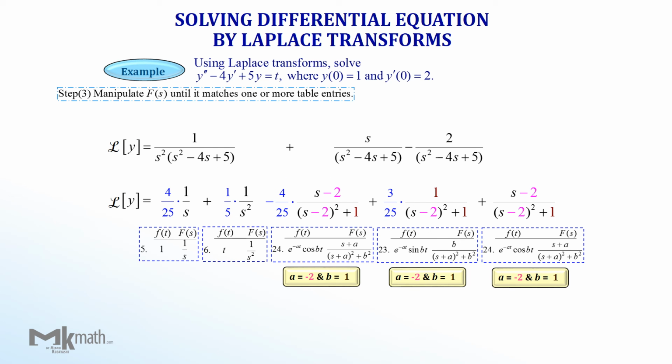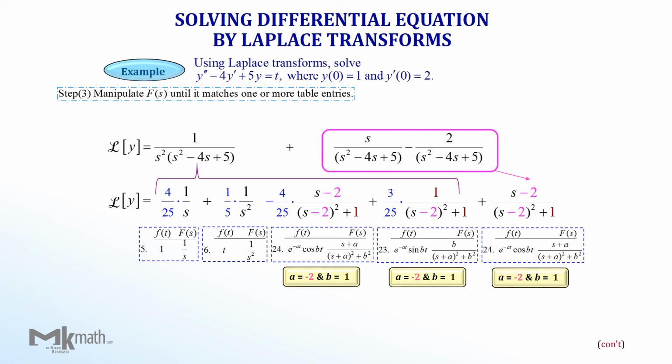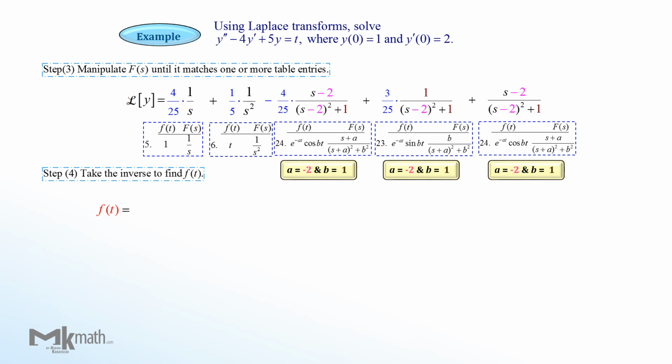Please keep in mind that we are still in step 3. The first 4 groups are matched Laplace transforms for the first term. And we just found matched entry 24 for the last 2 terms of the Laplace transforms. Let's move to the last step to solve the question. Step 4. Take the inverse of Laplace transforms to find the original function f of t.